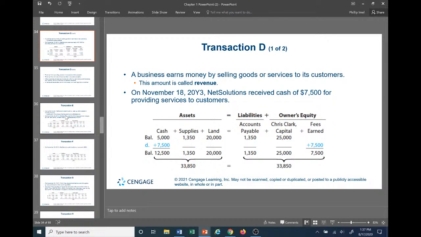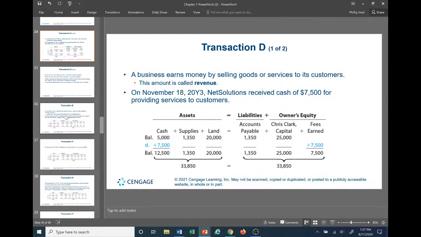So now let's assume a business earns money by selling goods or services to its customers. Okay, this amount of money that is earned is called revenue. So when a company sells goods or services to its customers, that's a revenue producing activity. Okay, the main activity for which a business is even created. Because remember, if you recall at the very beginning, a business is a group of activities usually to create money and revenue, right? A profit. So the activity of producing revenue is selling a good or service to its customers.